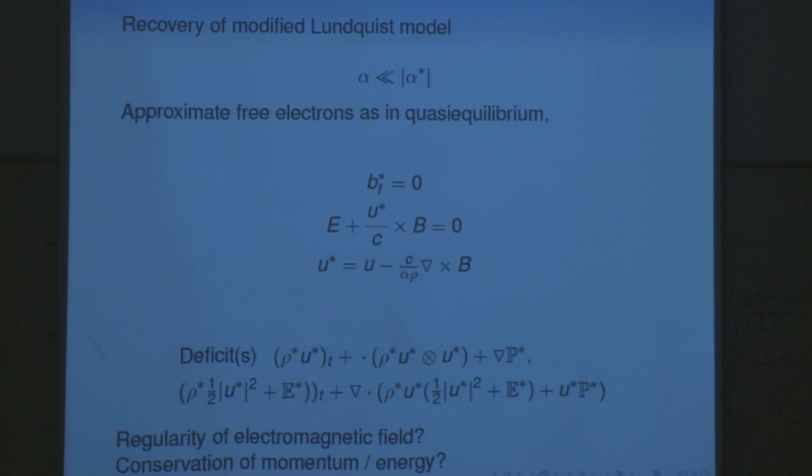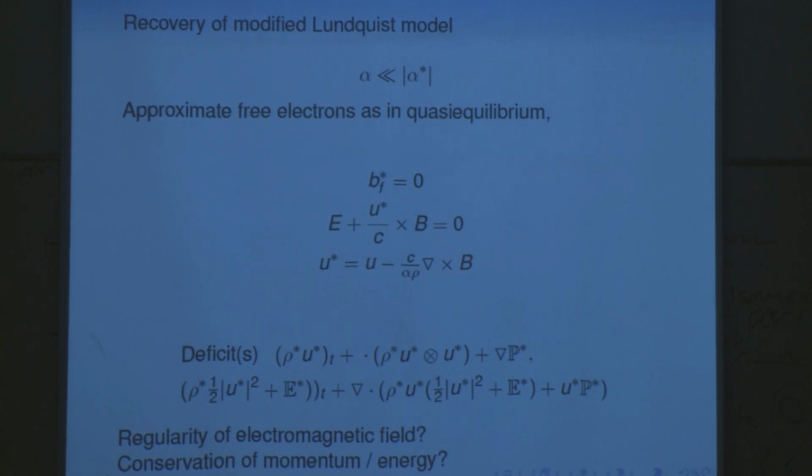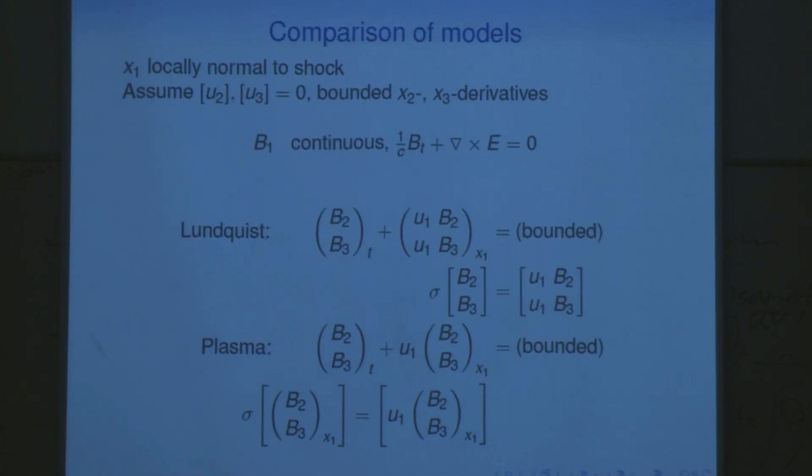Now, if you do this, then the question comes, what about the regularity of the electromagnetic field, and do you still maintain a valid expression for conservation of energy? The answer is amusing. End on a punchline here. Take the simple case. We have a shock normal to the x1 axis, and it's a real shock. So we're going to assume no jumps in the tangential velocity components, and ignore the x2 and x3 derivatives. So it's just an ordinary planar shock.